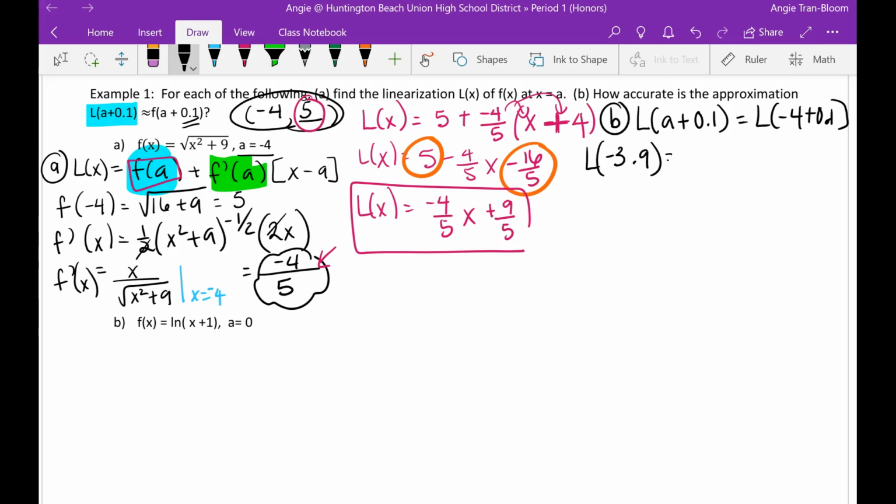Let's plug it in. Let's see. Negative 4 over 5 times negative 3.9 plus 9 over 5. I'm just going to use my calculator. Is that okay with you?